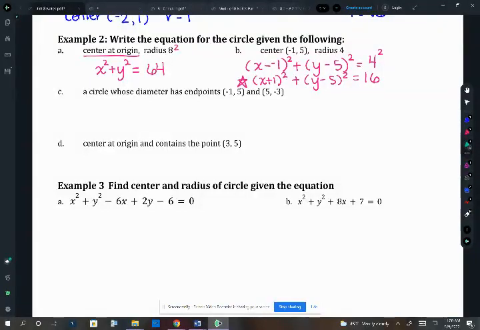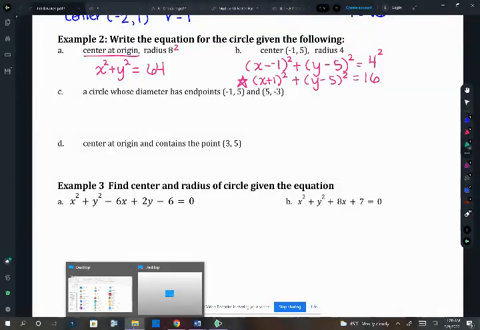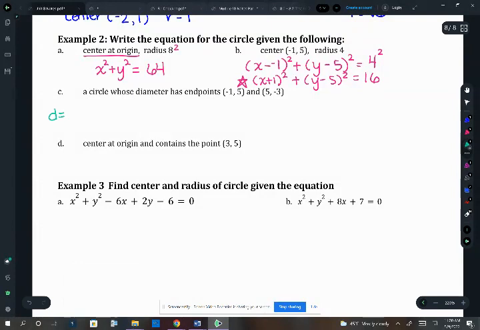So I could take those 2 endpoints and just plug them into the distance formula to find out what the diameter length is. And so I could say, I'm going to do the distance. I'm going to take the x values and subtract them and square it, plus the y values, subtract and square. And that's one option. And so when I do that, I'm going to get the square root.